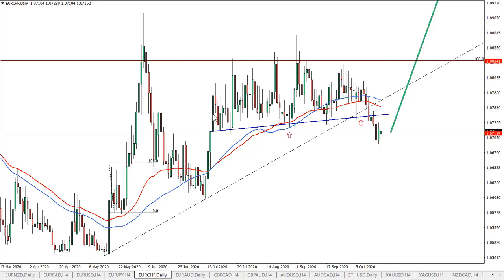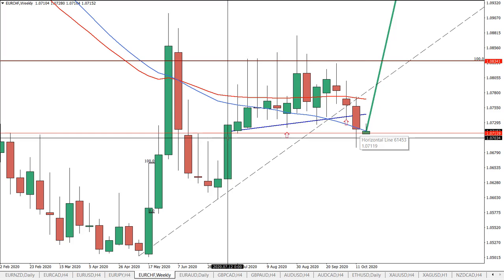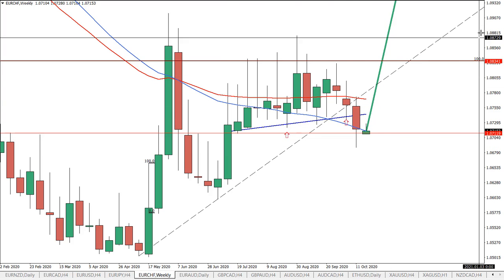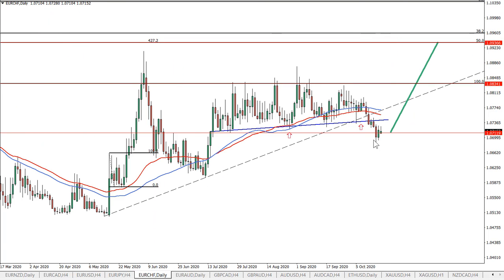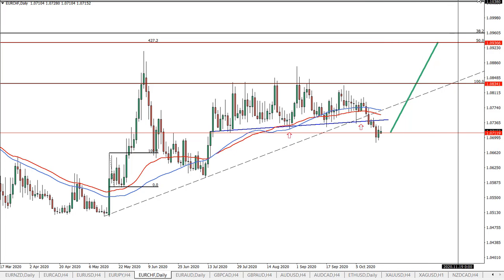The Euro Swiss franc, we had failed to close on the weekly time frame below this level, this key support, and this is the reason why it is bullish. So still bullish on the Euro Swiss franc, but if we see the daily break and close below this level, this will be a long-term downtrend.